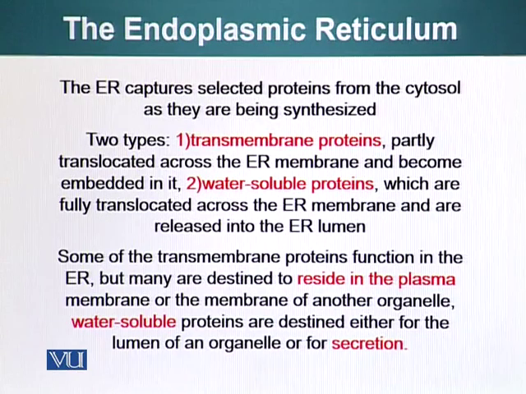We know in the secretory pathway, the proteins that cells secrete are water-soluble, and they're injected into the lumen of ER. From there, they bud into a vesicle, and then ultimately those vesicles, after several exchanges, fuse with the plasma membrane, releasing the contents. Some of the transmembrane proteins function in ER, but many are destined to reside in the plasma membrane, for example, receptors that we have talked about, or the membrane of other organelles. Water-soluble proteins are destined either for the lumen of an organelle or for secretion. For example, we have talked about how antibodies are produced, and this is one of the ways they would be secreted, through the Golgi apparatus route.